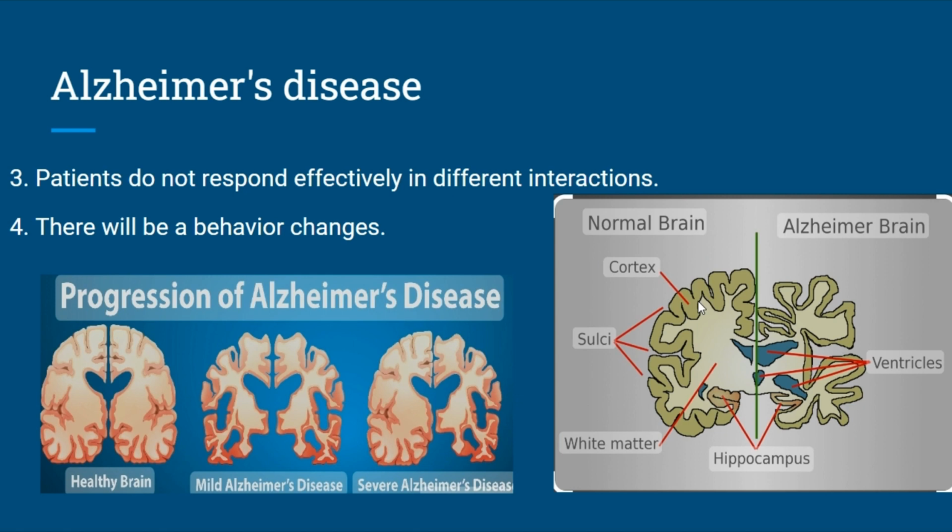There's another comparison image right here. You have the cortex, sulci, white matter, and hippocampus present here in both situations. You see how atrophied the hippocampus looks, how atrophied the cortex looks, and the ventricles have enlarged. So you find this in Alzheimer's disease.